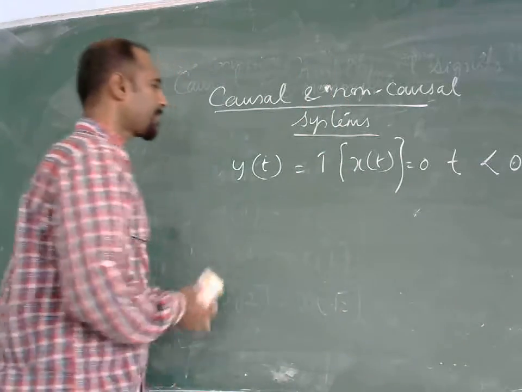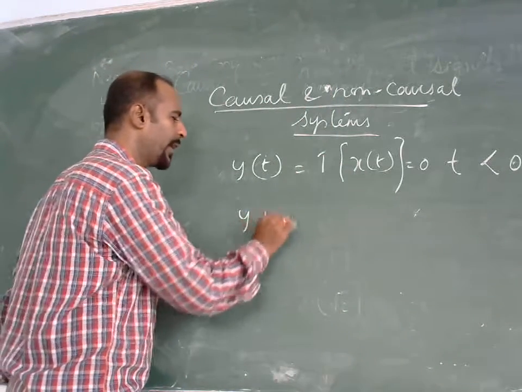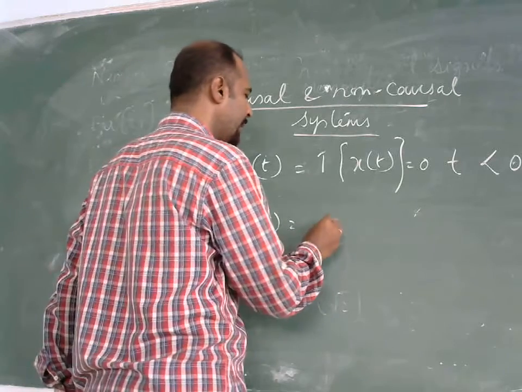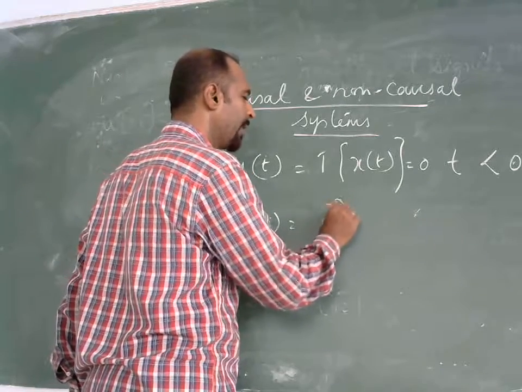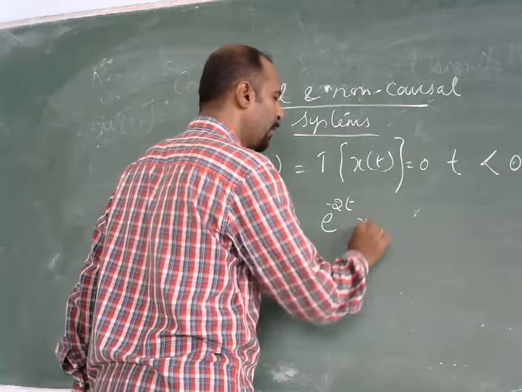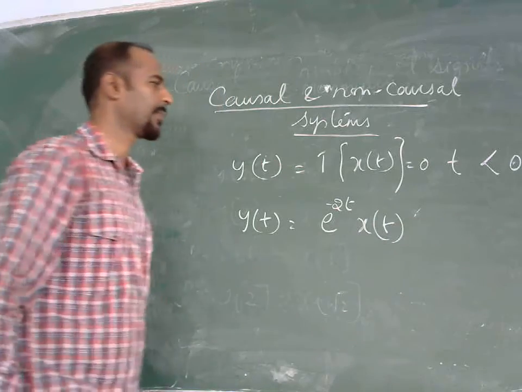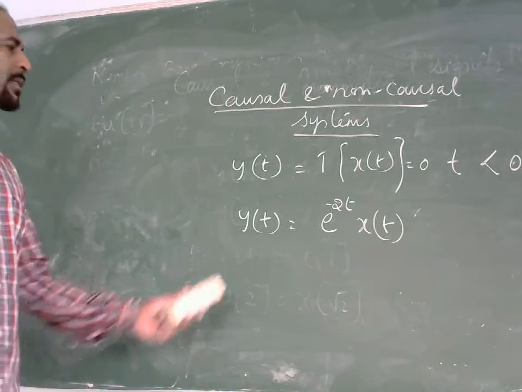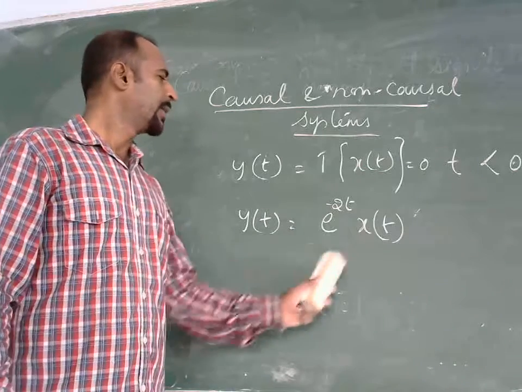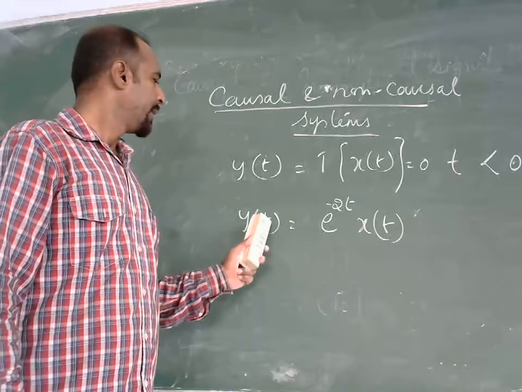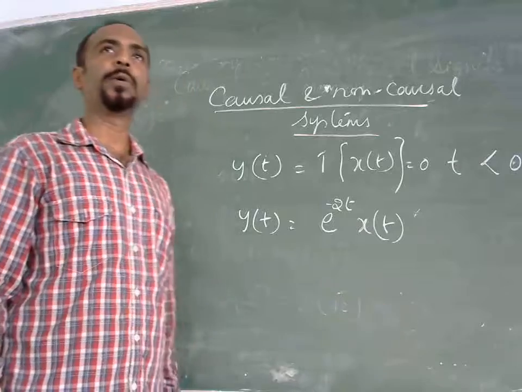Alright, say for example, if I take y of t is equal to e power minus 2t into x of t. Alright, so it is simply depending on the present value.